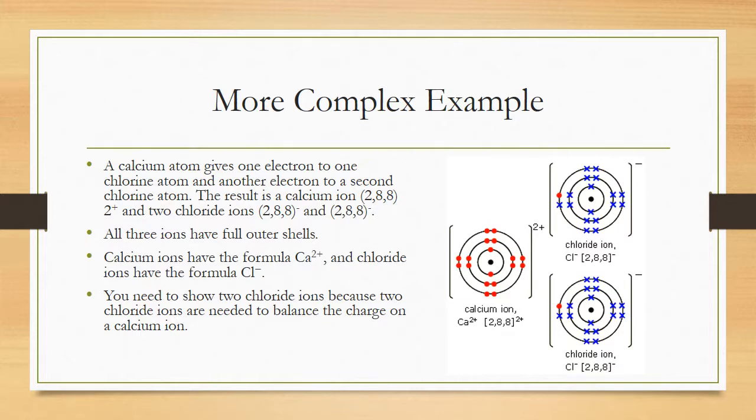So a more complex example is calcium chloride. In this example, a calcium atom gives one electron to one chlorine atom and the other electron to a second chlorine atom, which you can see here by these two red dots. The result is a calcium ion of 2,8,8 2 plus and two chloride ions, both of 2,8,8 minus. All three now have full outer shells. And the calcium ion has a formula of Ca2+ and the chloride ions have a formula of Cl-. Just like in the previous example, you'll have to show the two chloride ions because two chloride ions are needed to balance the charge on the calcium ion.